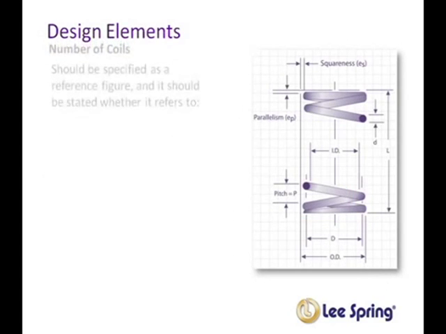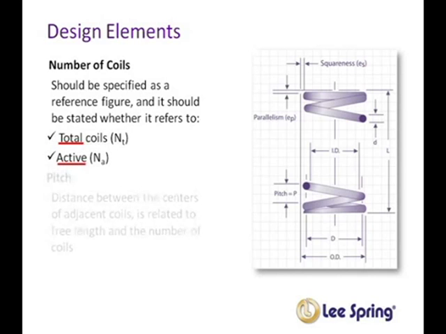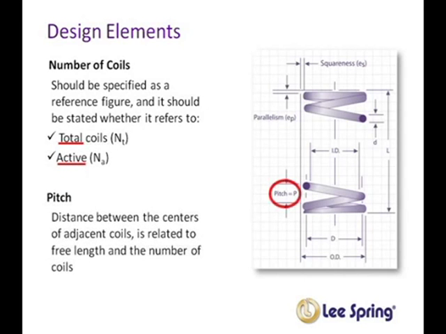The number of coils should be specified as a reference figure and should be stated whether it refers to the total coils, which includes all coils including those which are used to form the ends and may not deflect under load, or the active coils, which are those coils which are free to deflect under load. Pitch is a dimension related to the distance between the centers of adjacent coils.